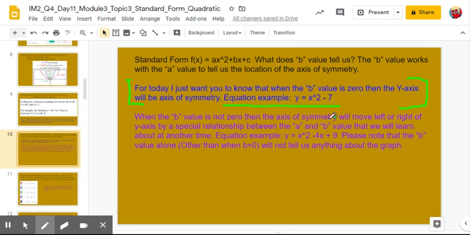When we have a b value, something like y equals x squared minus 4x plus 9, well, then the axis of symmetry will not be on the y-axis. It will be somewhere else. Again, today's lesson, we're not going to talk about how we determine where that is. We will be looking at that down the line. Okay. So today, all I want you to know, if the b value is 0, then you know that the axis of symmetry is on the y-axis. Otherwise, we're not going to get anything from the b value today. We're going to be focused on the a value and the c value.